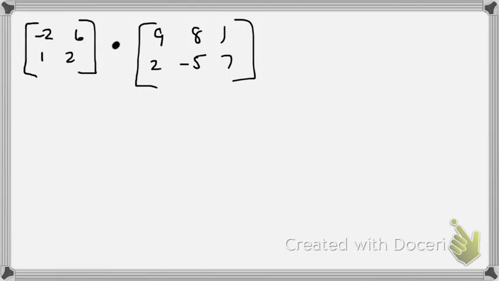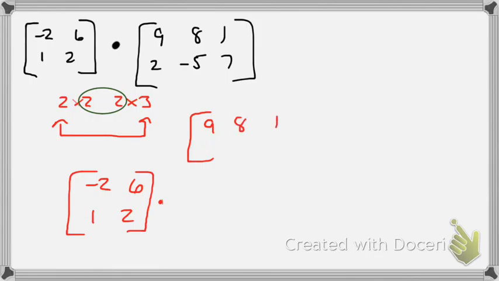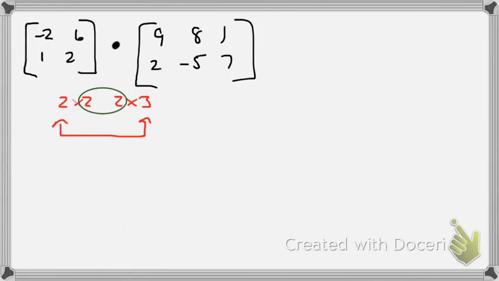So we're going to multiply these two matrices together. There's the dimensions. The first one is a 2 by 2. The second one is a 2 by 3. We have to determine if it's doable. The internal numbers are the same, so we're good there. And our answer is going to be a 2 by 3. Okay?